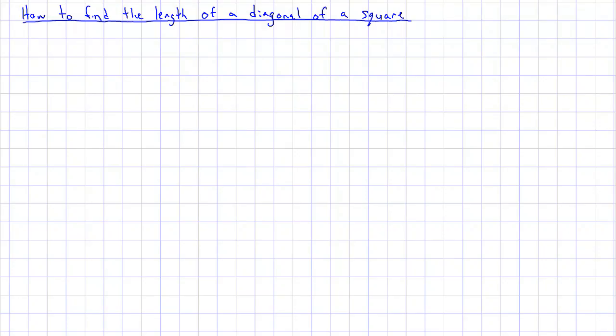Welcome. Here I'm going to talk about how to find out what the length of a diagonal of a square is. So if you're given the side length of a square, you can always find the diagonal, because you can apply the Pythagorean theorem, because squares have right angles at each corner.